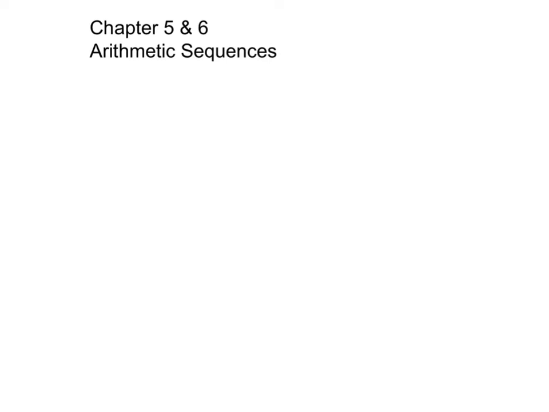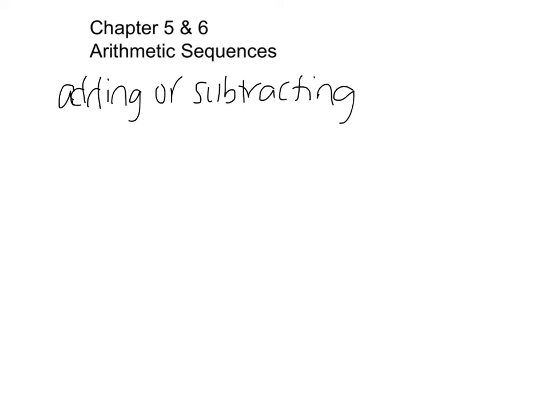In Chapter 5 and 6, we talk about arithmetic sequences, and this is where we have a sequence that we are adding or subtracting something every time. So we're adding or subtracting. That makes it arithmetic. This is very similar to a line.